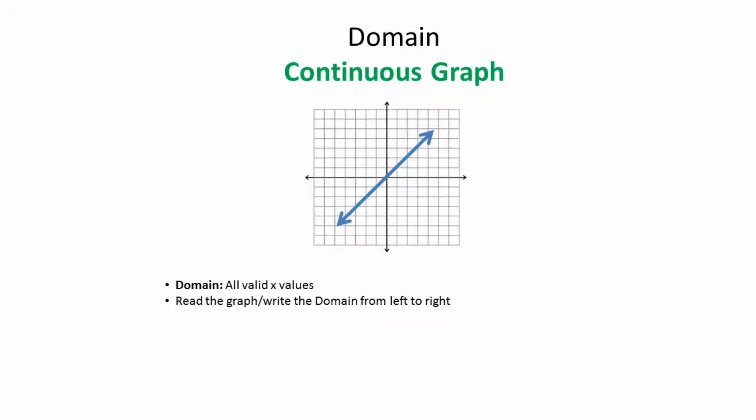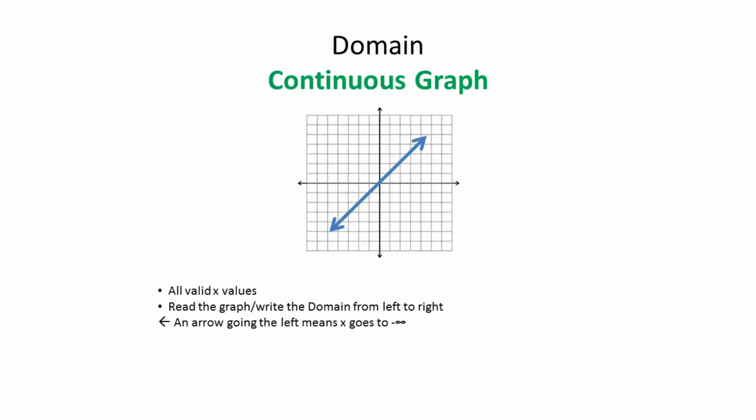When I read and write domain, I'm going to read and write it from the left to the right, just as I would read a book or a novel or write a book or a novel. When I'm looking at writing the domain for this graph, I'm going to look at this arrow and I see that it is pointing to the negative side of the x-axis, which is to the negative infinity. At the same time, if I see up here that my arrow is going up and toward the positive x, I know that I'm going to a positive infinity on this side.